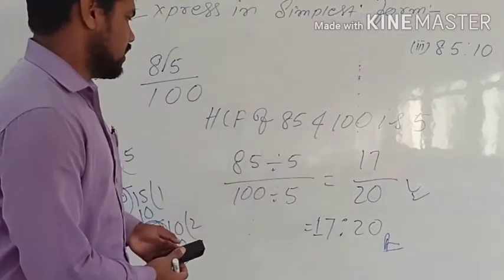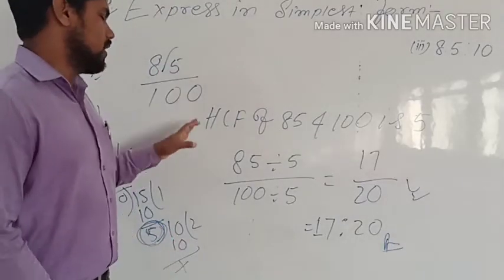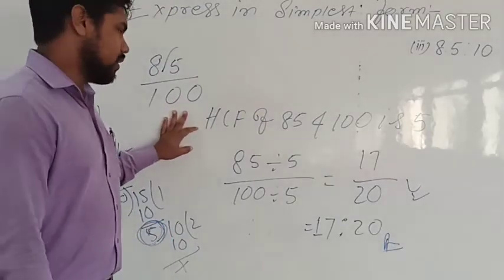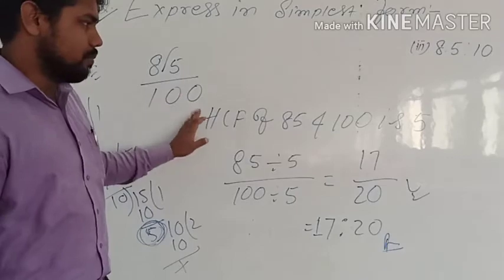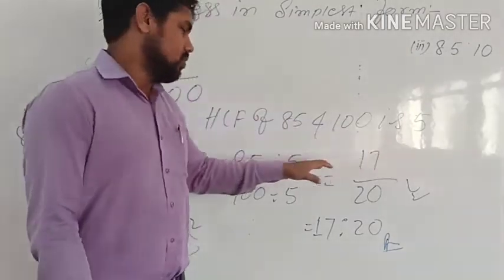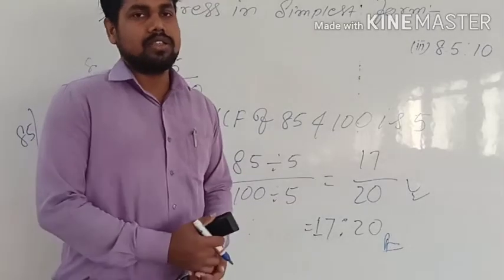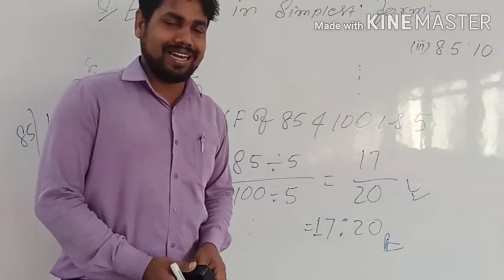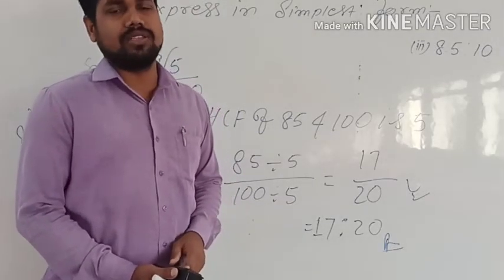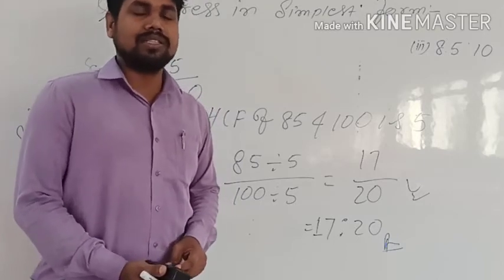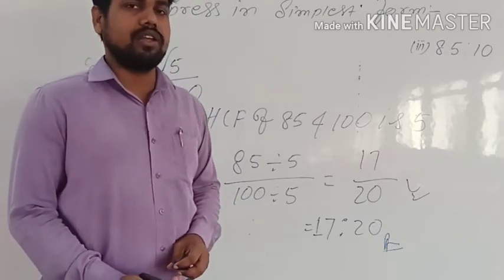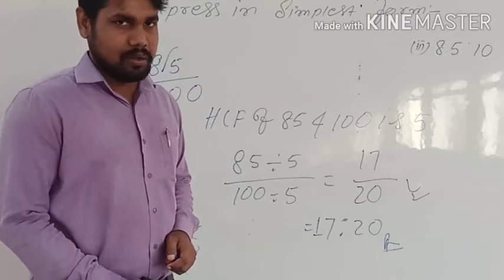So very easily, in case of decimals, you just remove the decimal, okay, and you check the HCF of those two numbers, and after finding the HCF, you divide both the numbers by the HCF, and you can get the simplest form. Okay. So these are the three types of questions which we discussed. One is the mixed fraction, one is the fractional numbers, and another is the decimal number. Okay.